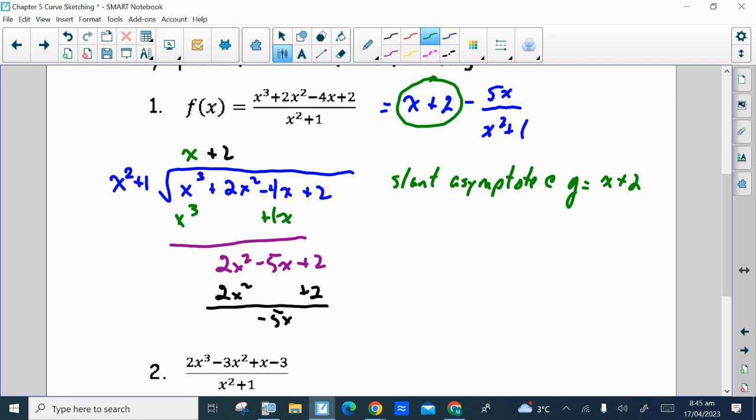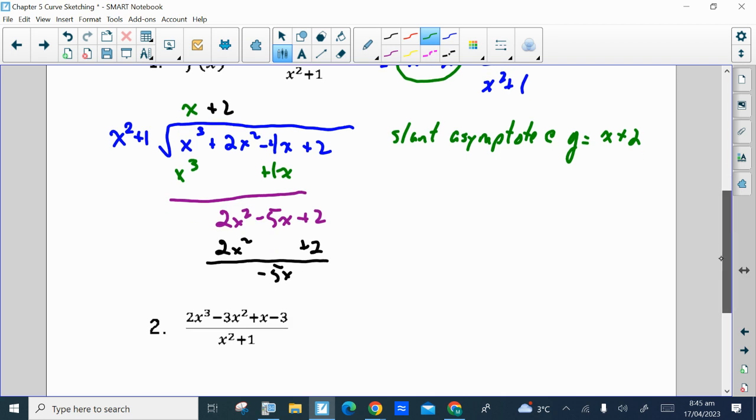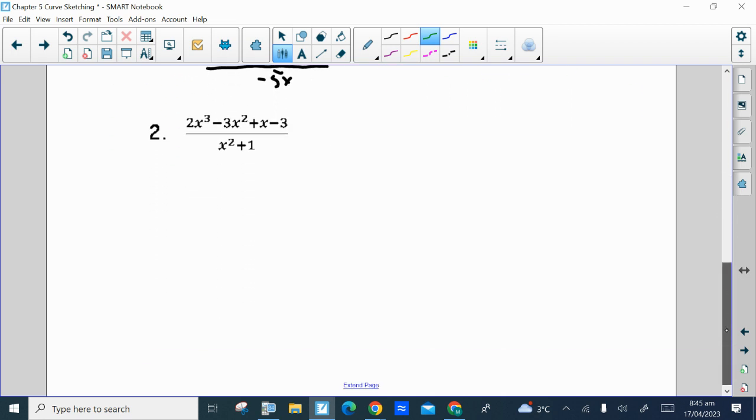You see, as x approaches infinity, this last term, which will be x squared plus 1, will get larger and larger. When you divide 5x by a number that's getting larger and larger, your answer will get smaller and smaller. It'll approach 0. And then you'll be left with x plus 2. Okay, so that is the equation of the slant asymptote, y equals x plus 2.